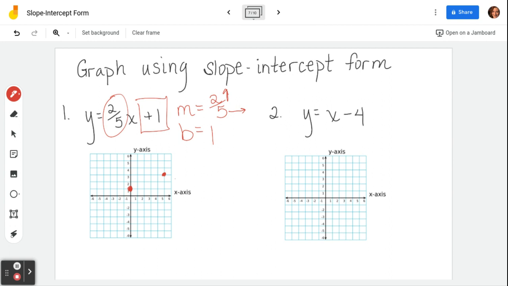Once you get your second point as straight as you can, which is easier said than done on this tablet, I want to go through the points, past the points, arrows on both ends because lines go on forever.